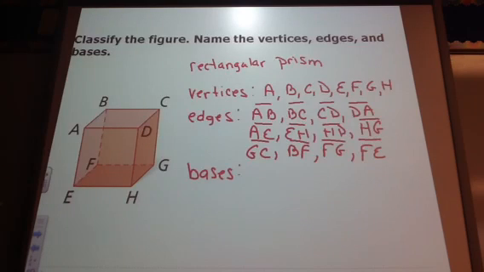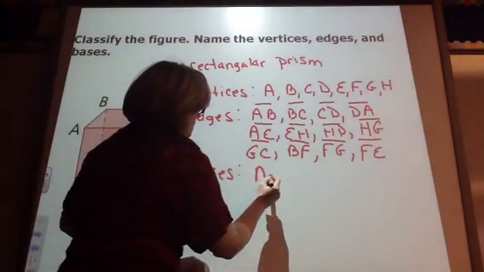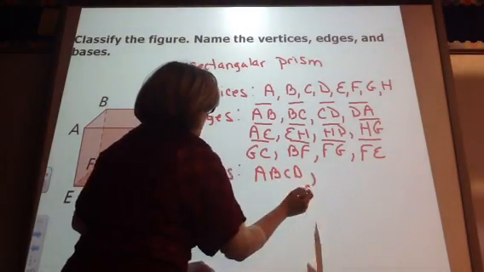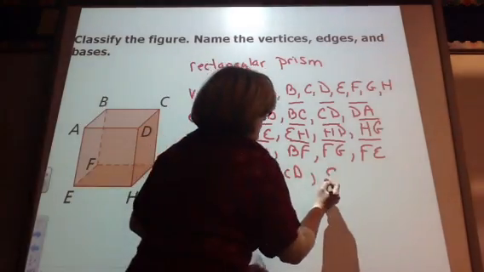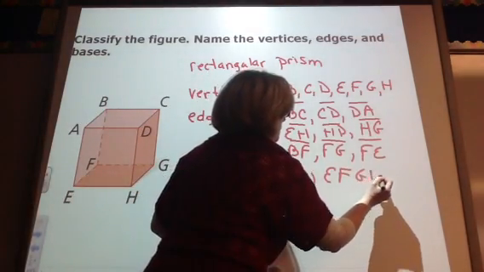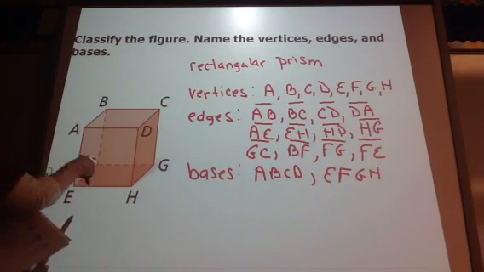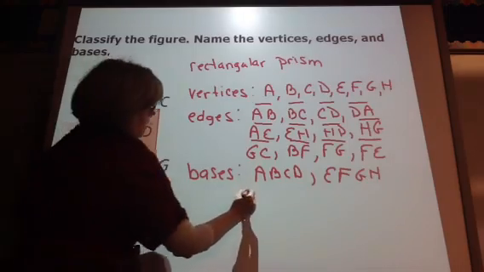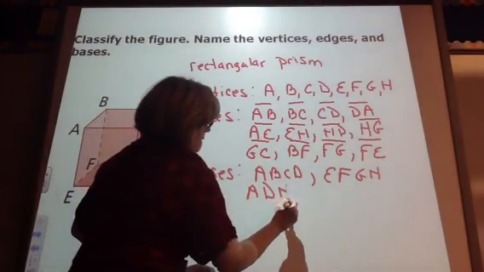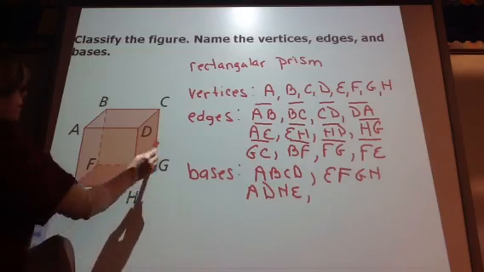Okay, so let's label the perpendicular bases first. So we have A, B, C, D, and E, F, G, H. Okay, then we can label front and back. So A, D, H, E. And the back would be B, F, G, C.